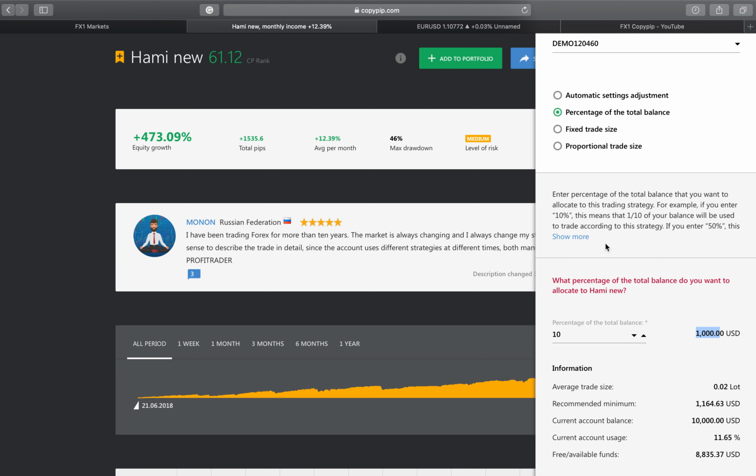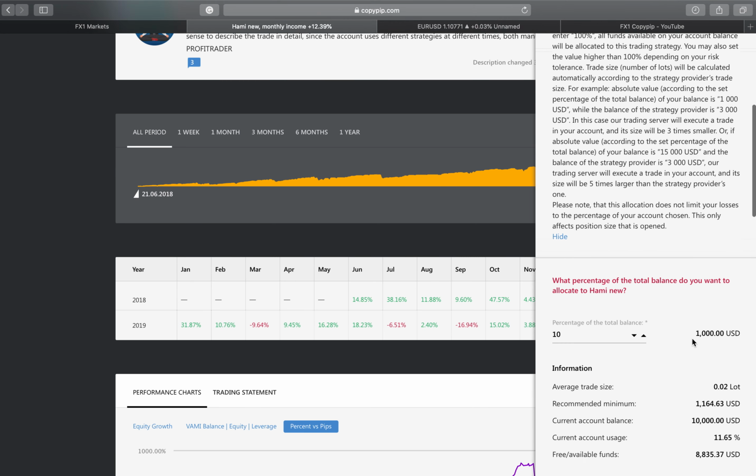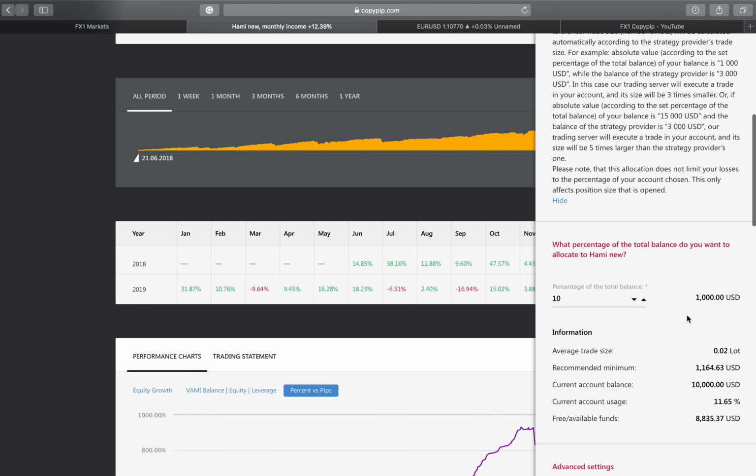So whenever he opens a trade, you're gonna open 30% of the trading size that he opened. And the opposite way, let's say you have $10,000 and the trader has $5,000, it means you have double what the trader has. Any trading size, any position he opens, you're gonna open double actually. So this is how it works.